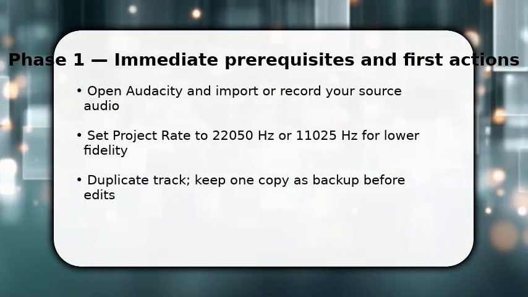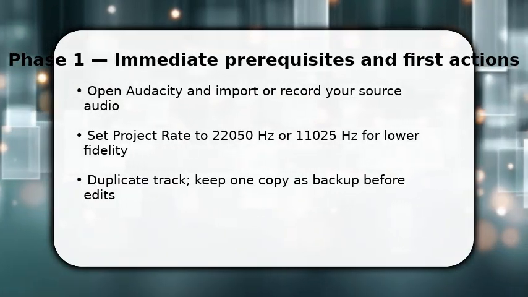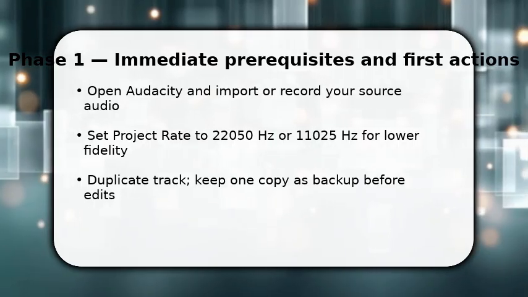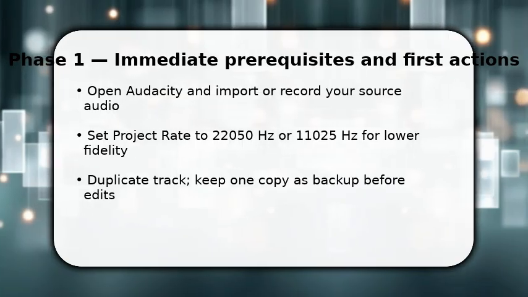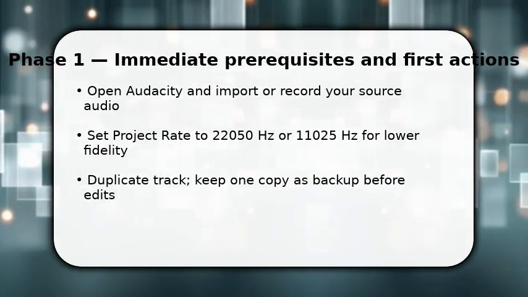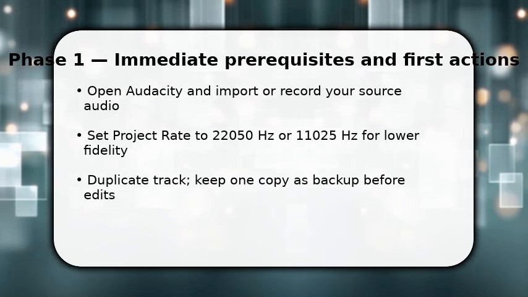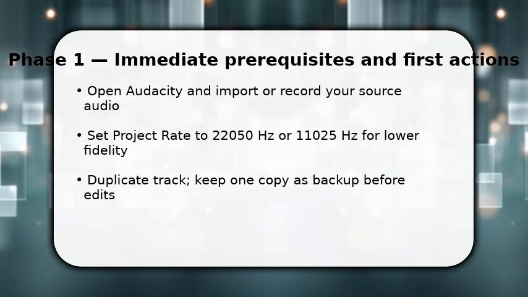Once done, convert the duplicate track to mono if desired; that halves channels and lowers clarity. Make sure to switch all views to show waveform so you can watch changes in real time. This first step shortens preview time and sets the low-fidelity baseline.